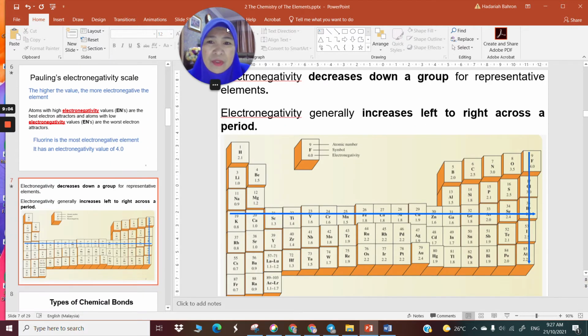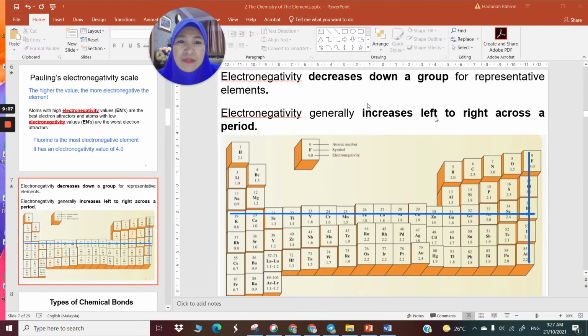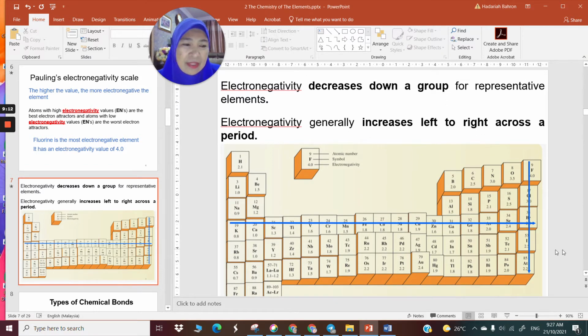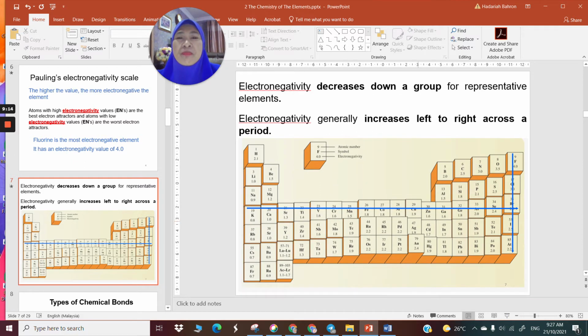If you look at Pauling's electronegativity values, electronegativity decreases down a group. As you move from top to bottom, it becomes smaller, and it increases from left to right. So when you move from potassium towards bromine, or from sodium towards chlorine, or from lithium towards fluorine, it becomes bigger to the right. It's small on the left.